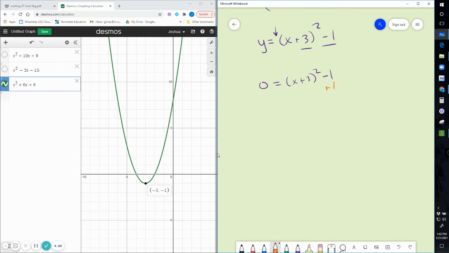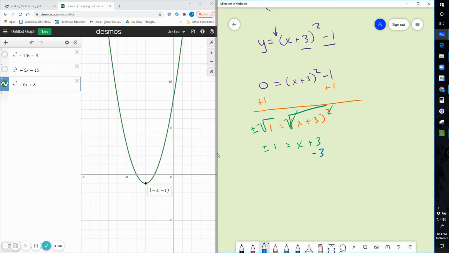So I'm going to show you. Add 1 to both sides. You get 1 equals x plus 3 squared. Then you're going to square root both sides, not forgetting the plus or minus because you need your 2 answers. Okay, this cancels. You get x plus 3, and you get plus or minus 1 because that's the answer. Square root of 1 is 1.